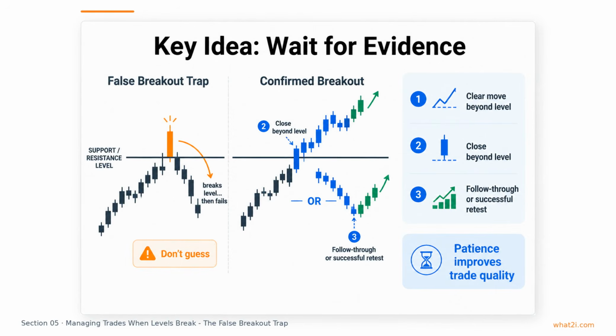The main lesson of this chapter is simple: important levels matter, but evidence matters more. False breakouts are common, so the answer is not to predict better, but to demand confirmation before committing capital. A stronger breakout usually shows a clear move beyond the level, a close beyond it, and either follow-through or a successful retest. Those extra steps may mean entering later, but they often improve trade quality and reduce traps. In swing trading, patience is not hesitation. It is one of the ways you protect both your capital and your decision making.